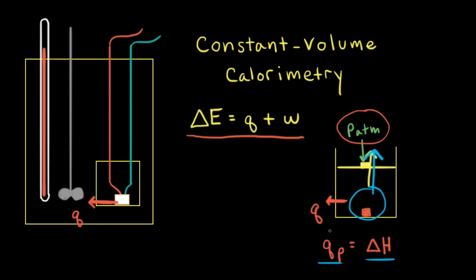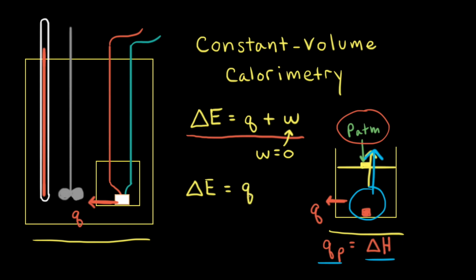Let's compare the example with the movable piston to our bomb calorimeter. Our bomb calorimeter has rigid walls, and therefore no work can be done. So the work done is equal to 0. When we plug that into the first law of thermodynamics, we find that the change in the internal energy, delta E, is equal to the heat transferred, Q. And since this is a constant volume calorimeter, the walls are rigid, we can write Q sub V here.